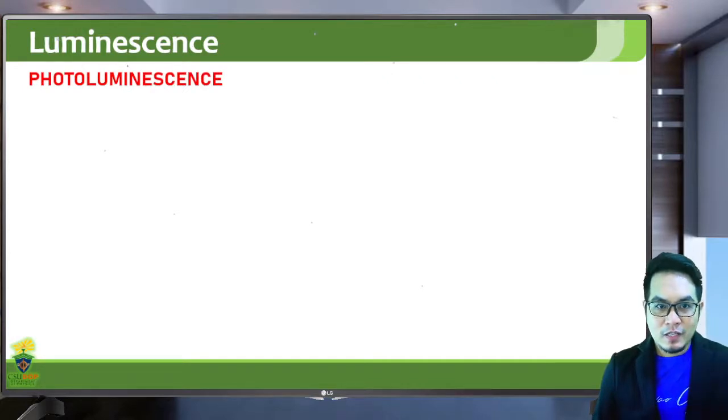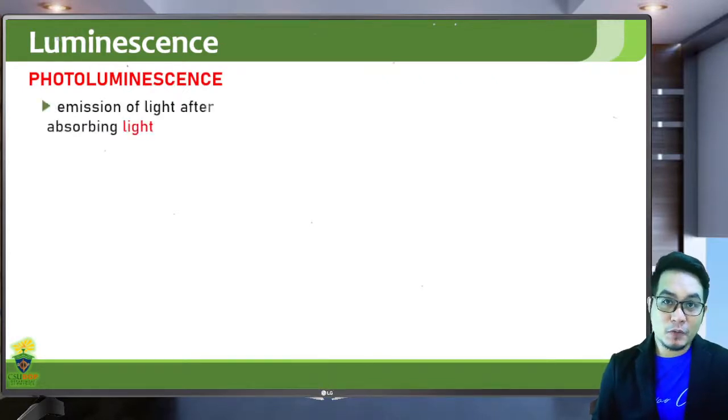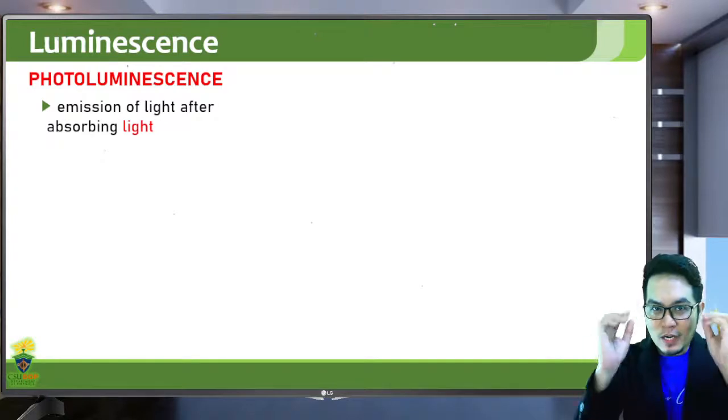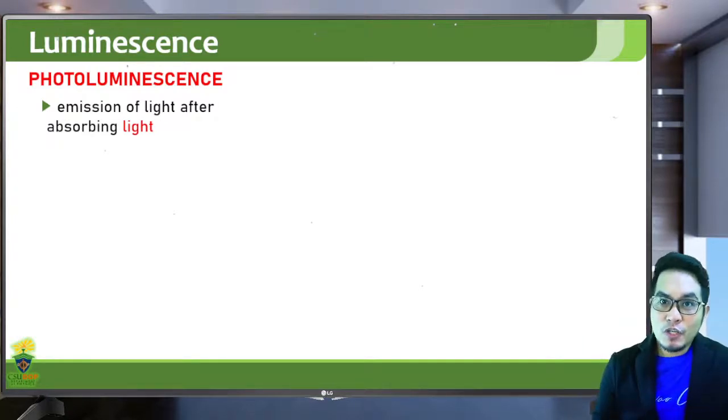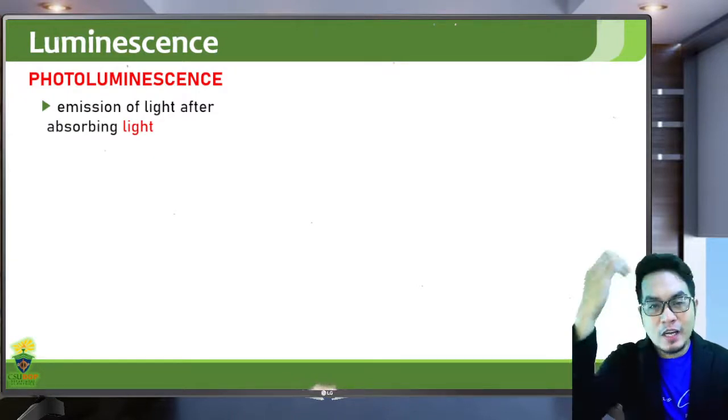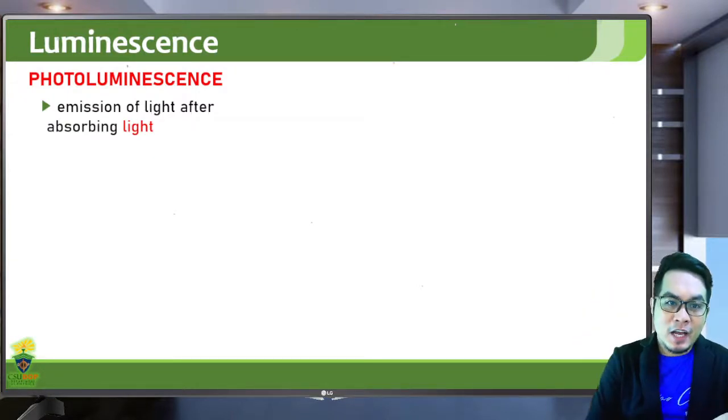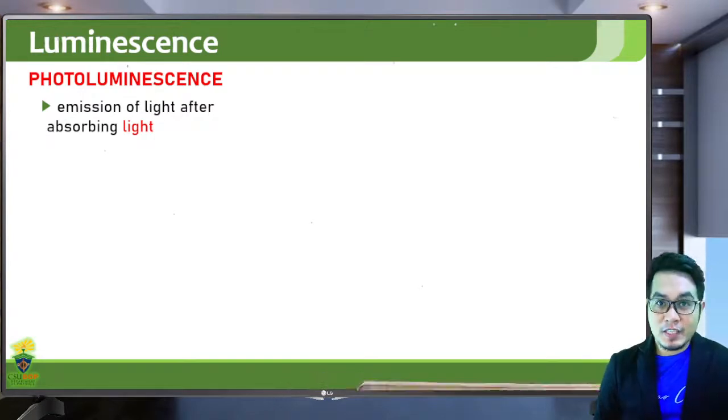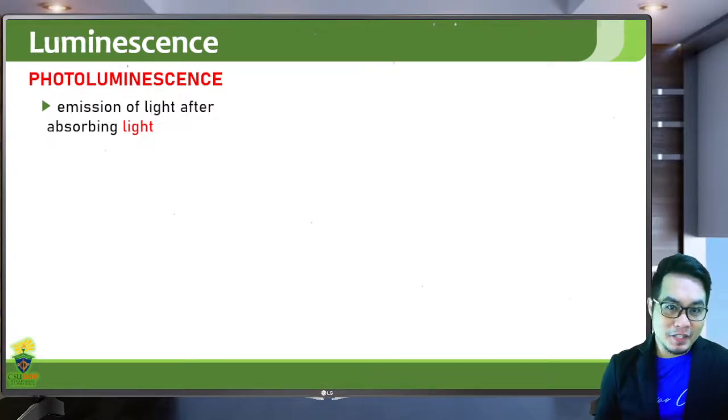Another type of luminescence is photoluminescence. Unlike thermoluminescence, which uses heat, electroluminescence, which uses electrical energy, and chemiluminescence, which uses chemical energy, photoluminescence uses light energy, or emission of light after absorbing light. So you use light to emit light.